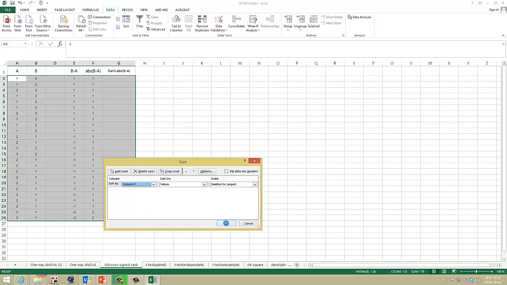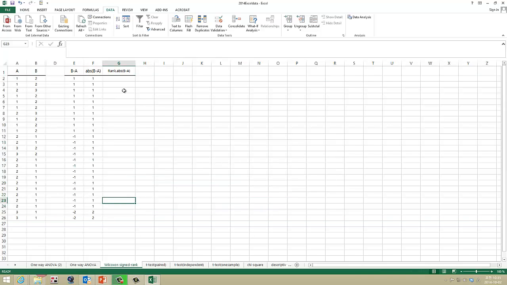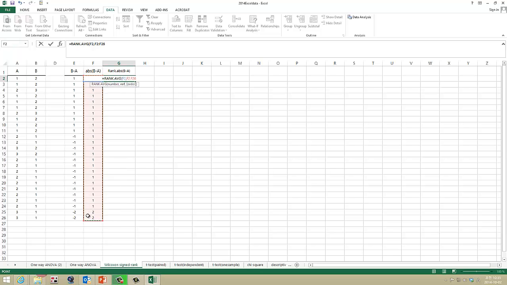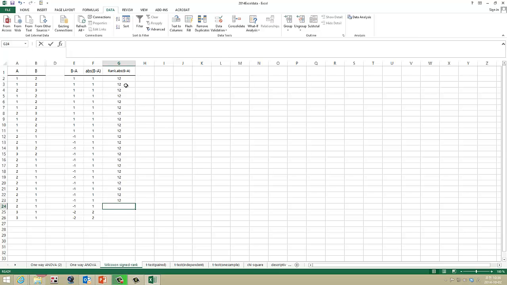So here, rank, average this number in here in ascending order. Because there are many 1s, the mean rank is 12, and the other one also 12. 12 for many times, right? So they are tied rank. In Korean, 공동 12위.